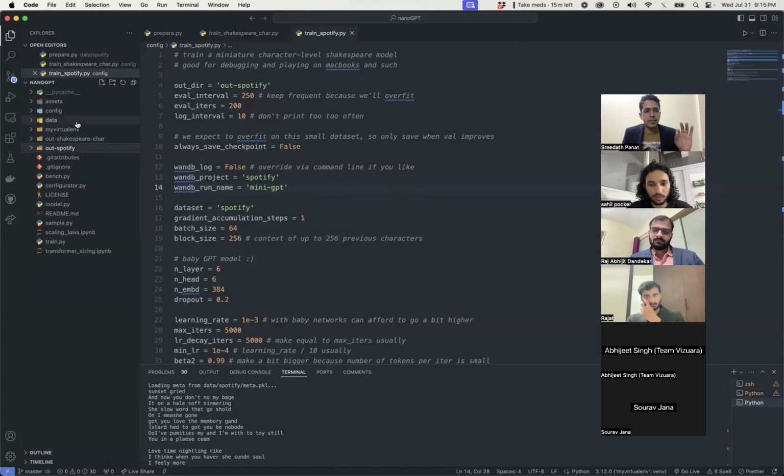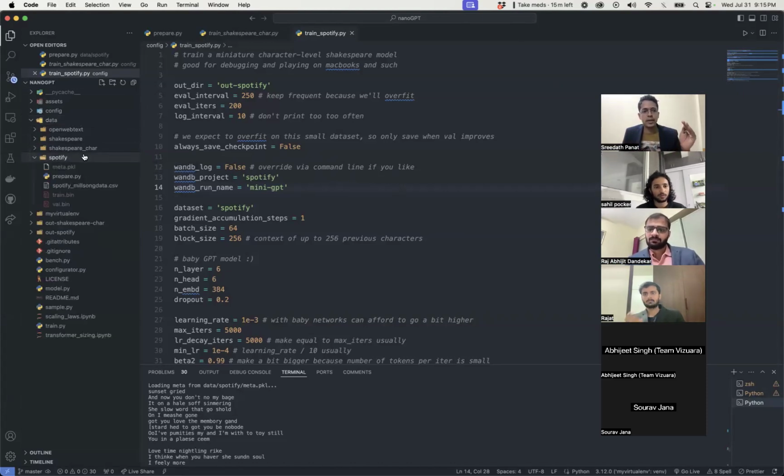So firstly, we have the dataset here, and the dataset that I'll be using is the Spotify dataset. I have created a folder here. In that folder, I have the CSV file, which is the Spotify million songs dataset. I downloaded this from Kaggle, okay?